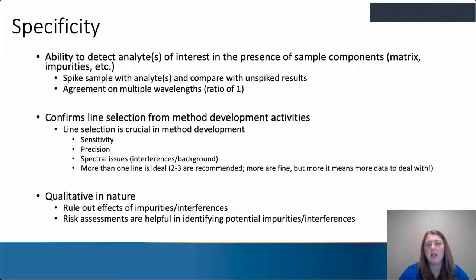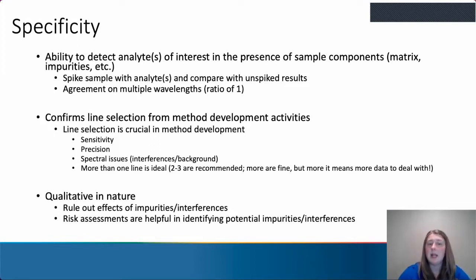You can demonstrate specificity also by spiking your sample with the analyte of interest and then comparing that to an unspiked result. So you should be asking questions like, did the analyte intensity increase? Is the increase that you're seeing proportional? And is the recovery sufficient?